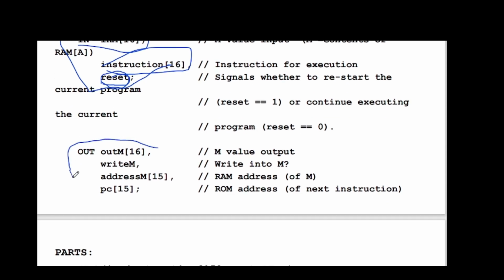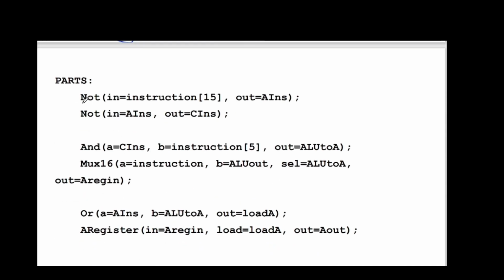We have these as output pins. outM tells what to write in the memory, that is data memory, and writeM tells whether to write or not into the memory, and addressM tells the location or the address where we want to write in the memory, and program counter holds the address of the next instruction. Here we have basic logic gates as parts, and all the registers, ALU, and program counter.